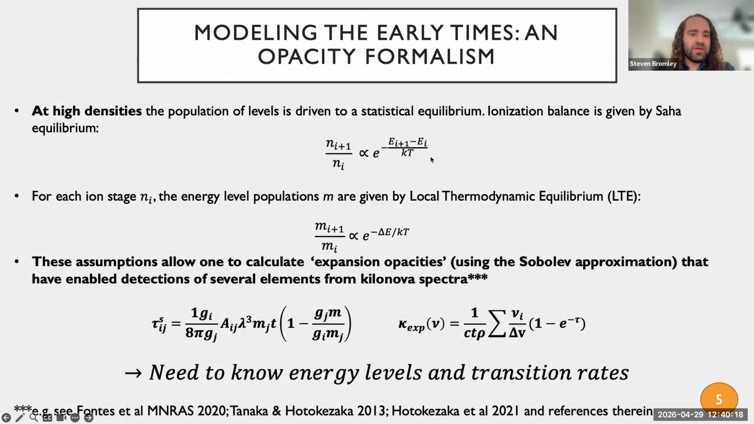We can also assume that things are dense enough that the level populations within each ion are in some sort of equilibrium, here in LTE. And in that case, our level populations given by m are again proportional to a Boltzmann factor containing that energy and a characteristic temperature. So what we would need to know really to build a model based on these expansion opacities would be to run off electronic structures for all the ions of interest, compute a Saha equilibrium, compute the level populations in LTE, and from there we can develop our opacities.